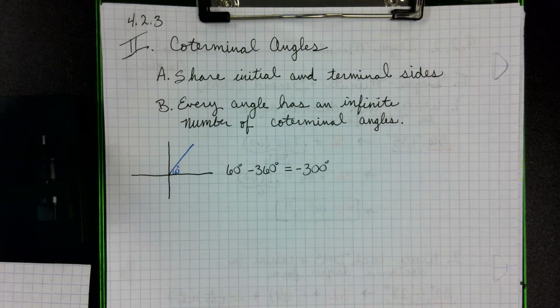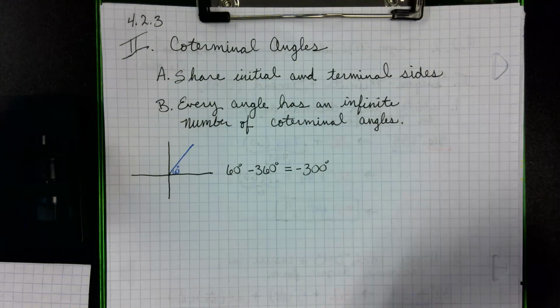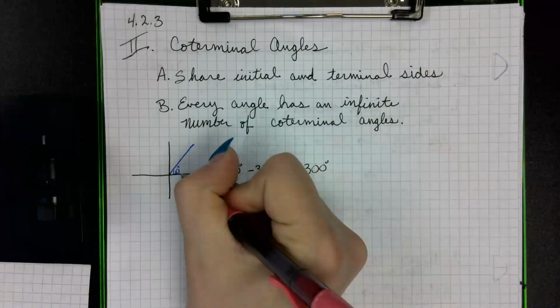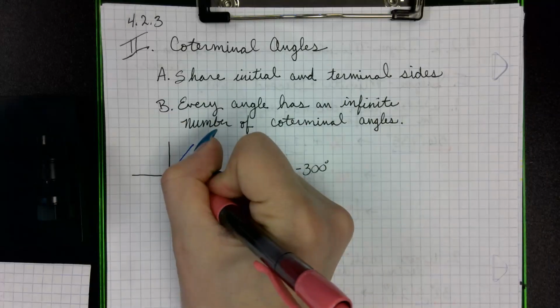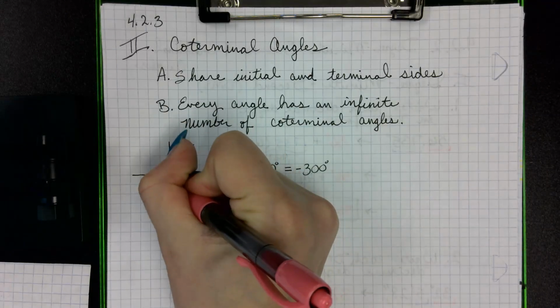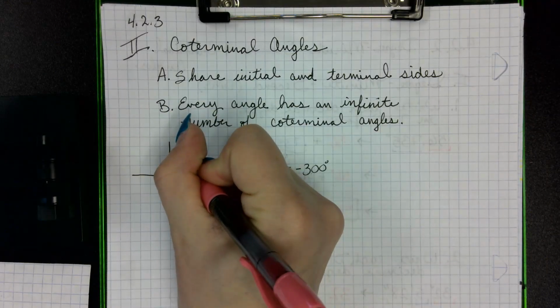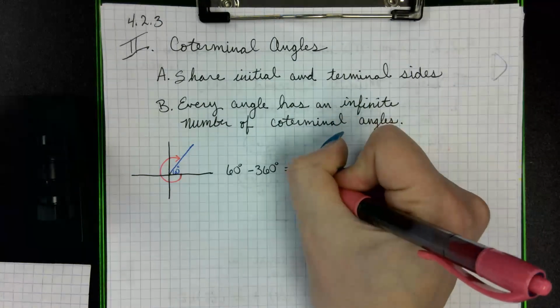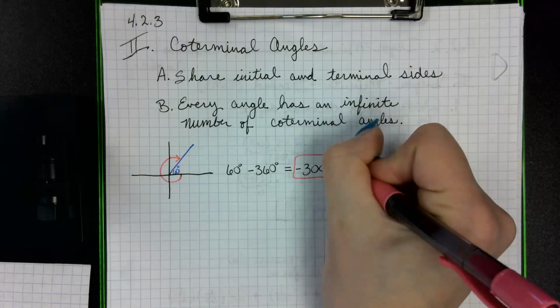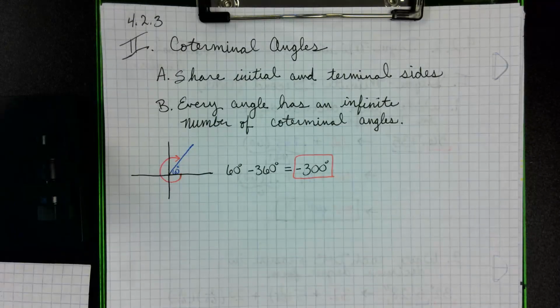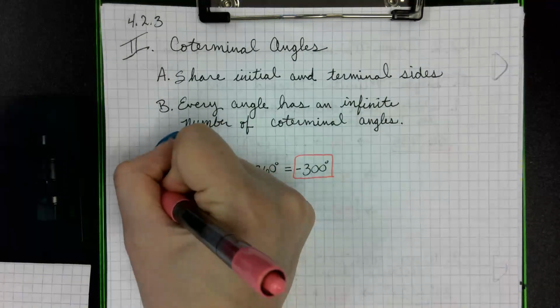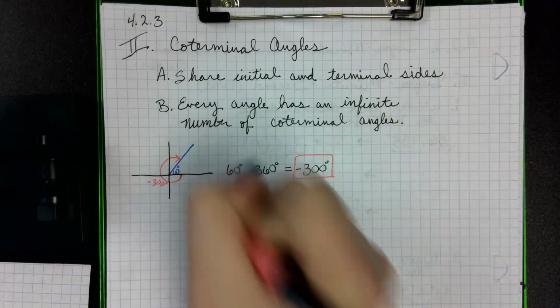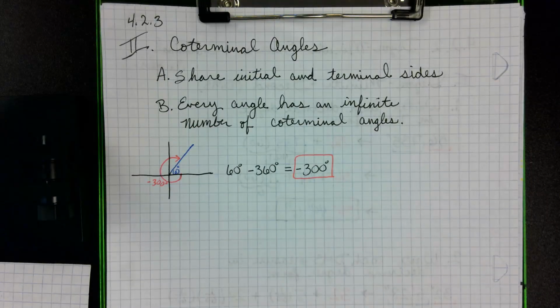So if I show that on here, from the starting point, if I go around in the negative direction, that angle would be negative 300 degrees. And it's coterminal with 60 degrees because it looks the same. But this side is negative 300. So that's coterminal.